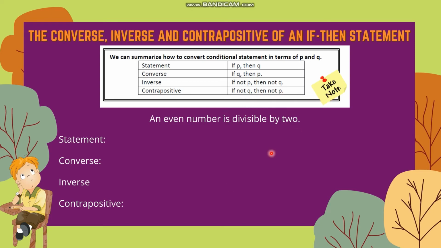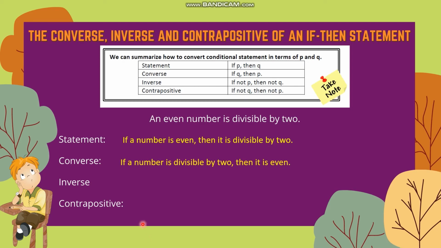Okay, so let's have an activity. Tingnan natin. Gawin natin itong example. An even number is divisible by 2. Okay, gawin natin siyang if-then statement. So, lalagyan natin ng if and then, pero hindi natin babaliktarin. So, we have now our statement, if a number is even, then it is divisible by 2. Okay, nilagyan lang natin ng if tsaka then. Okay, next is yung converse. Babaliktarin lang natin. Etong part na to yung mauuna. Then, eto na yung conclusion natin. So, we have, if a number is divisible by 2, then it is even.